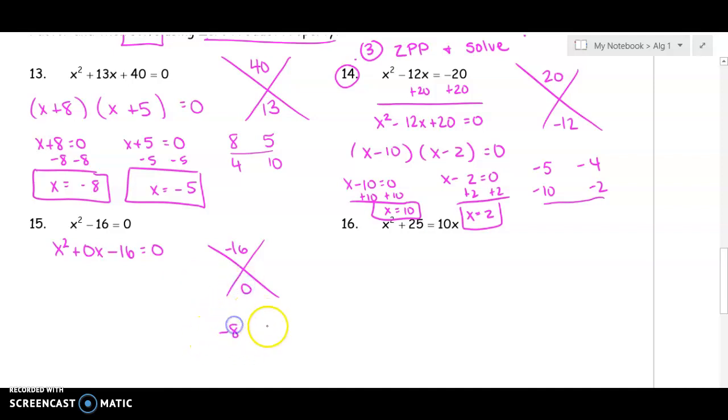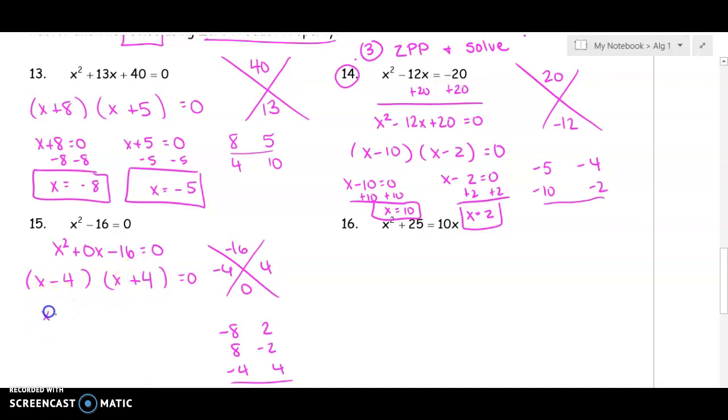Think about all the numbers that multiply to be negative 16. The two numbers that are going to work that add up to 0 are negative 4 and 4. Negative 4 plus 4 is 0. Negative 4 times 4 is negative 16. We make our two sets of parentheses, x in the front of both. Negative 4 means minus 4. Positive 4 means plus 4.